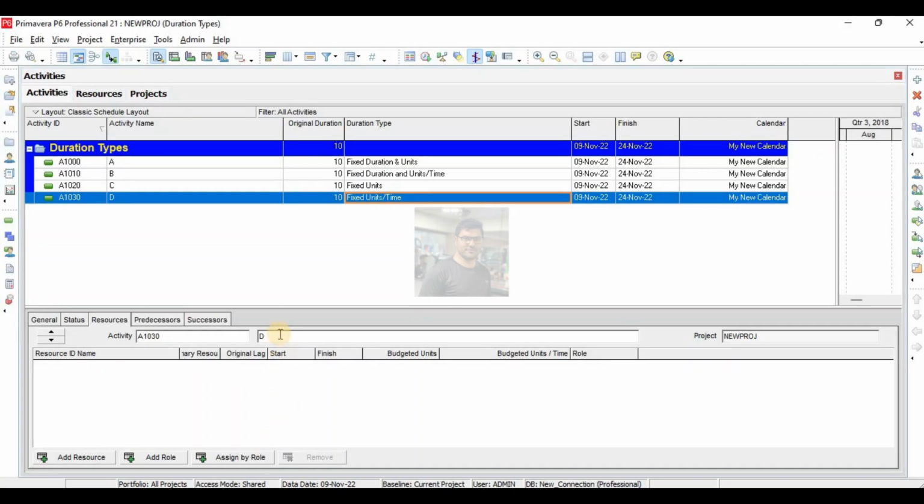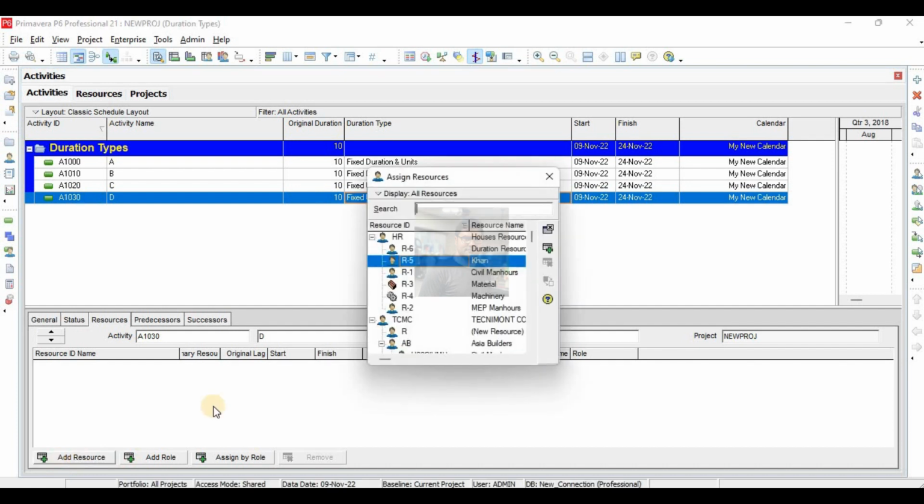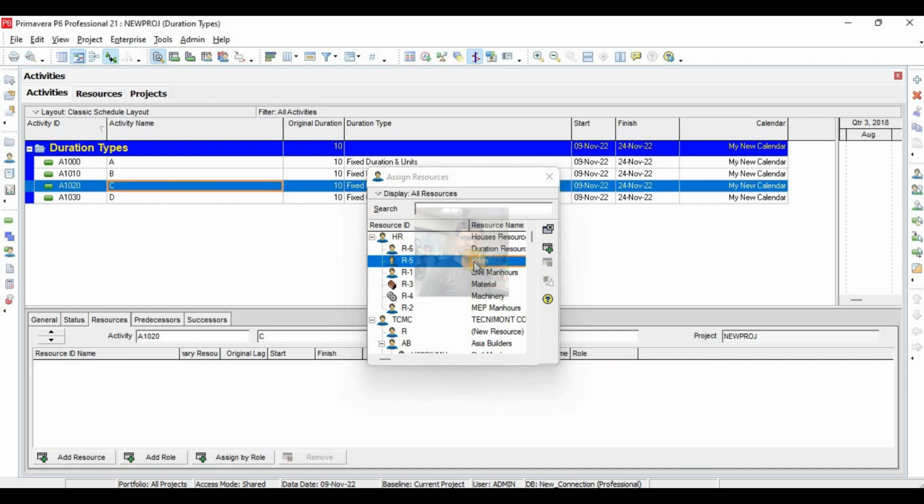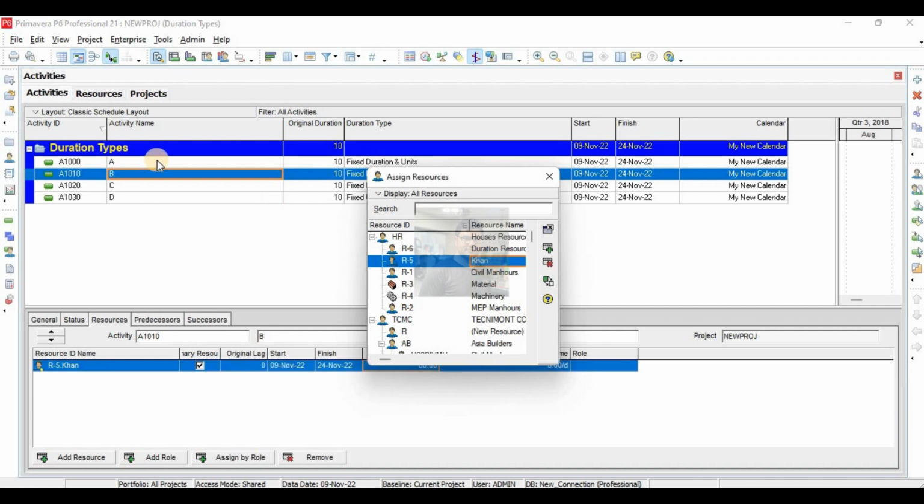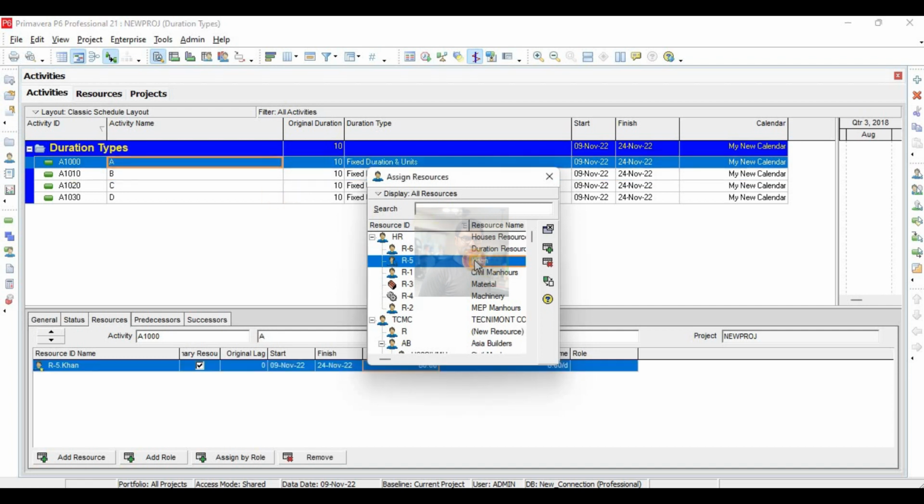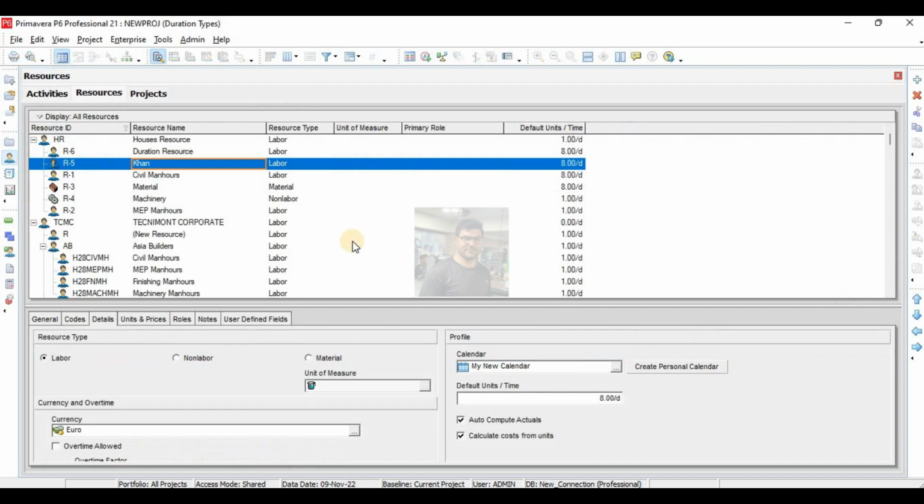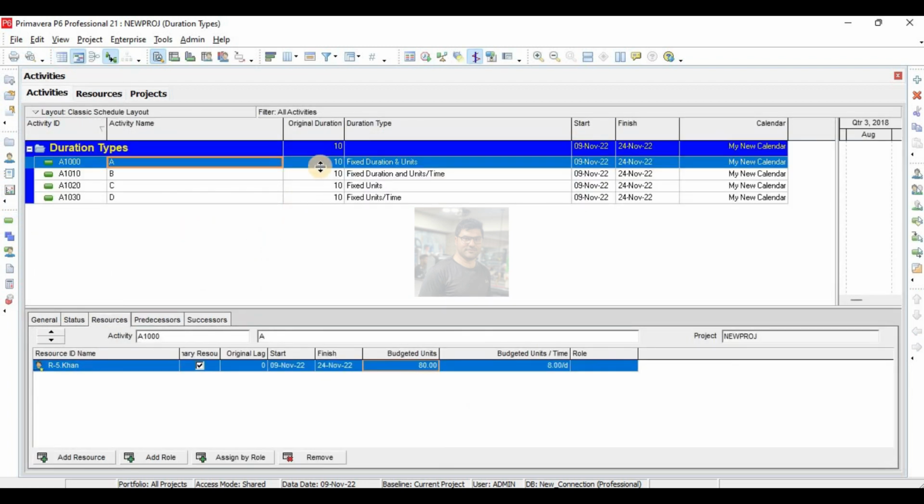To explain this, I will assign the same resource to each activity. Mr. Han is a labor resource who is working on all these four activities. And if you see the detail here, Mr. Han is working for 8 units per day. Now first I will explain fixed duration and units.